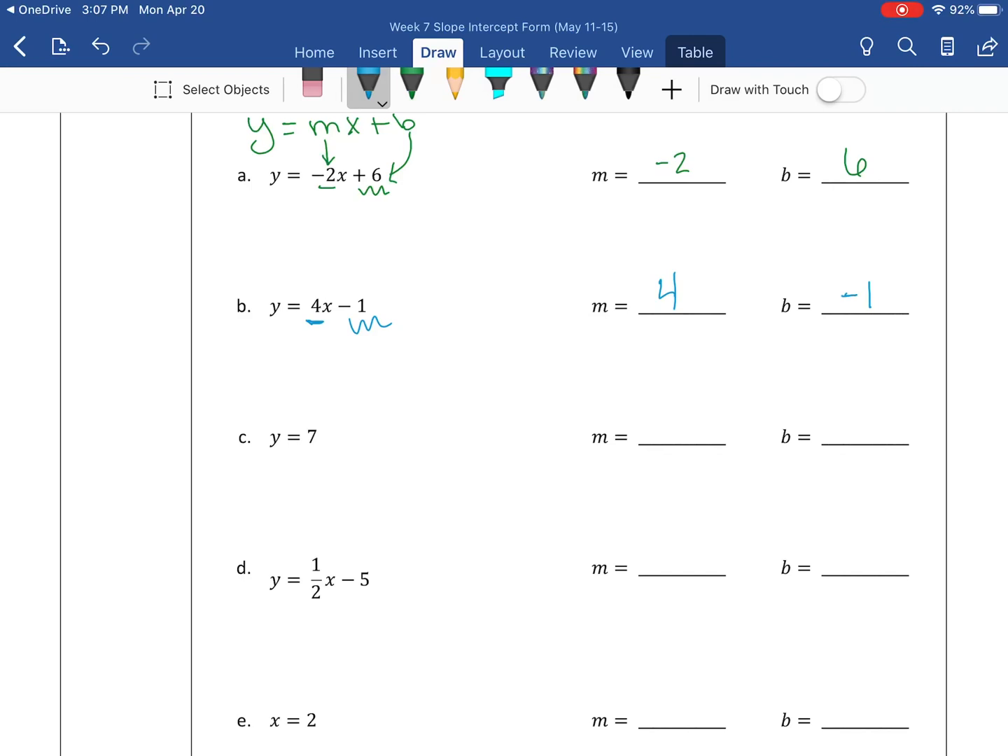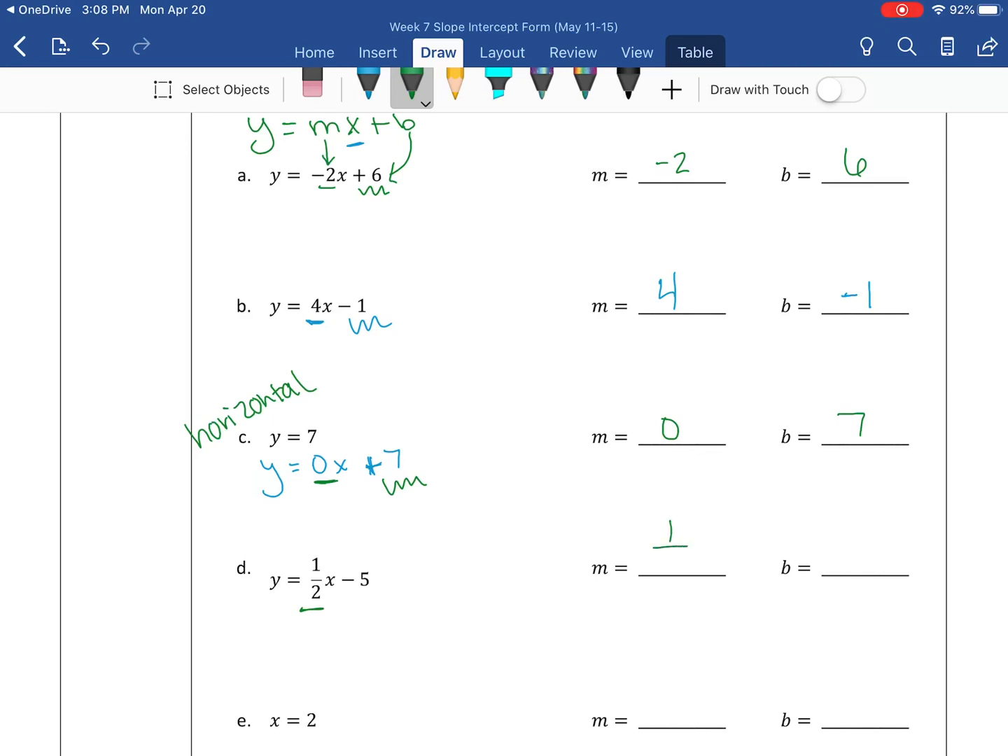Looking at letter C, y equals 7, notice how we have that constant of 7, but we don't actually have that x. We don't have anything being multiplied by x. So in this case, we really have something like y equals 0 times x plus 7. So our slope is just 0, and our y-intercept is 7. And that's that special case where we would have a horizontal line, because it would just be that line that's passing through where y is 7.